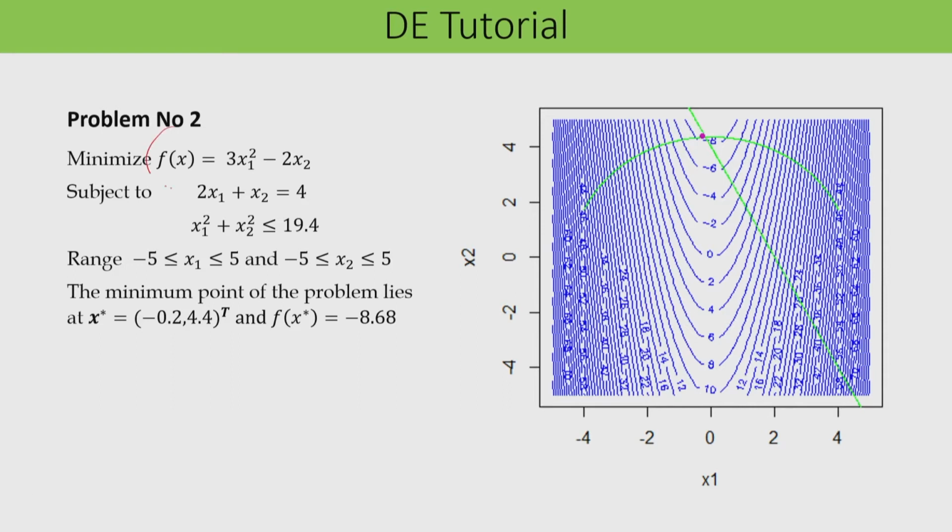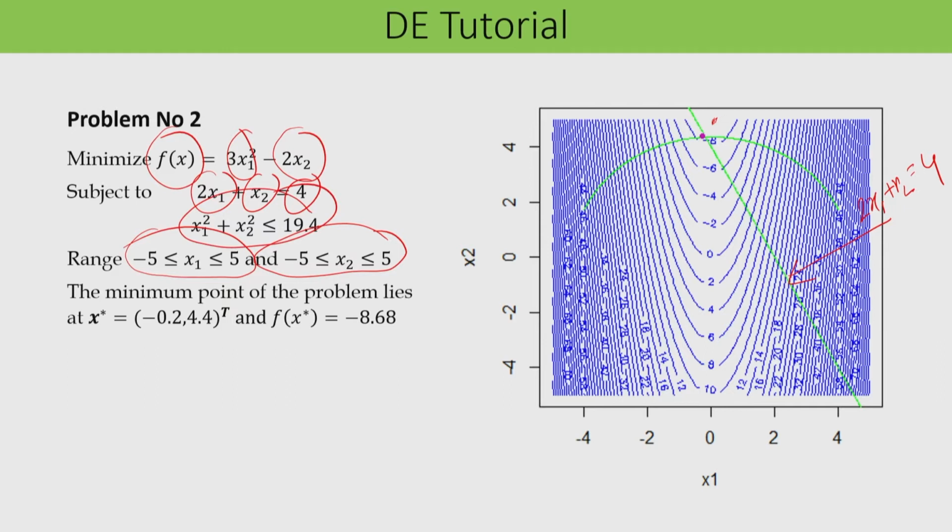The second problem is also a minimization problem, and the function is 3 x1 square minus twice x2, that is your objective function. Here x1 varies between minus 5 and plus 5, and x2 varies between minus 5 and plus 5. But there are two constraints. One is a linear constraint, twice x1 plus x2 equal to 4. And we have one nonlinear constraint, x1 square plus x2 square less than or equal to 19.04.